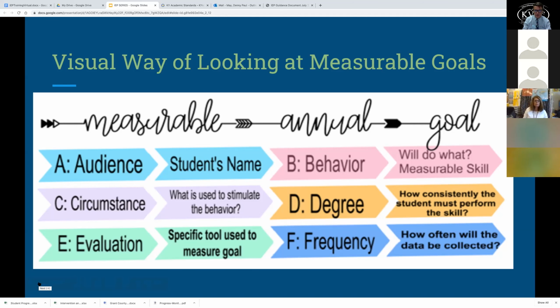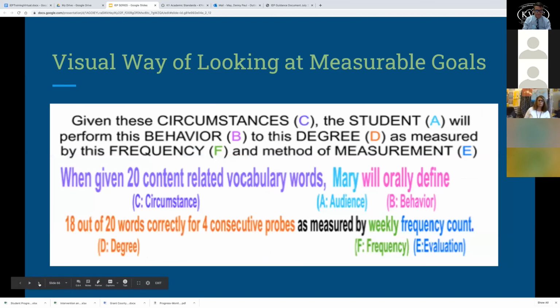Audience, behavior, circumstance, degree, evaluation, frequency. Now, given these circumstances, the student, that's the C part. Given these circumstances, the student will perform this behavior to this degree as measured by this frequency and method of measurement. So what they said here is when given 20 content-related vocabulary words, Mary will orally define 18 of 20 words correctly for 4 consecutive probes as measured by a weekly frequency count.